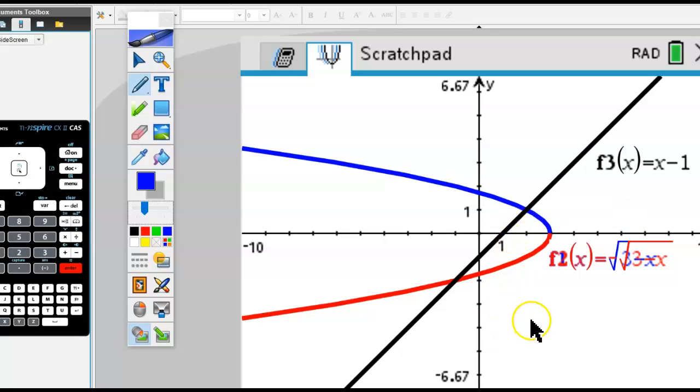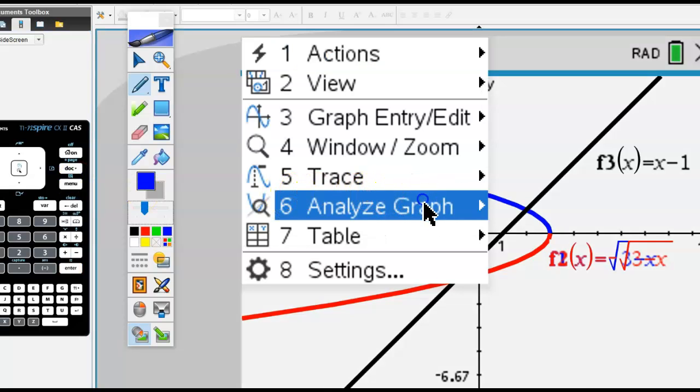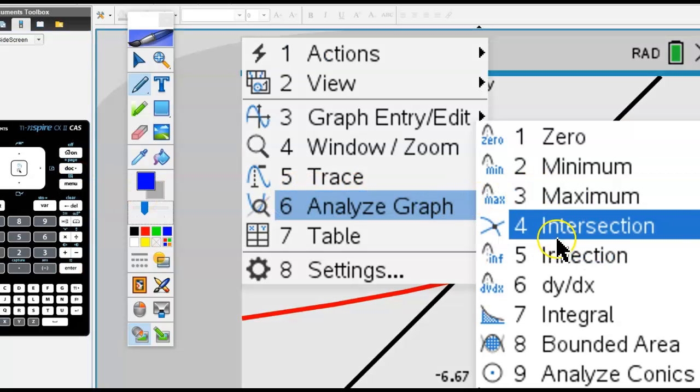Okay, and notice that if I turn my calculator sideways, I'm going to have the parabola on top and the line on the bottom. So I need to first of all find the intersection points between these two curves. I need the y intersection points here. And I could use technology as well. So I'm going to go menu, analyze graph. I want the intersection point.